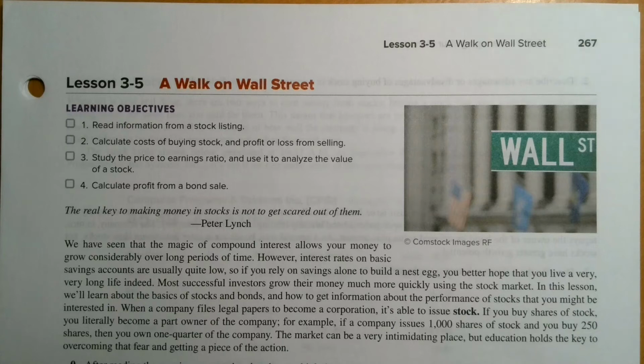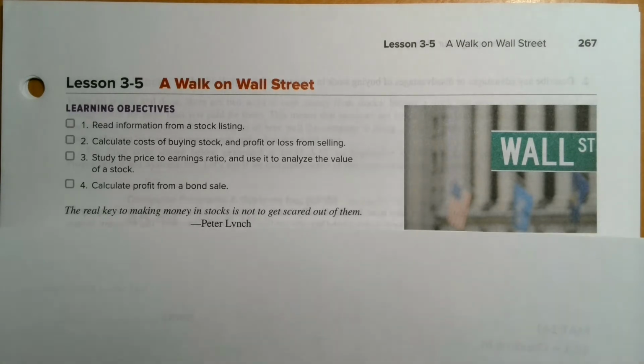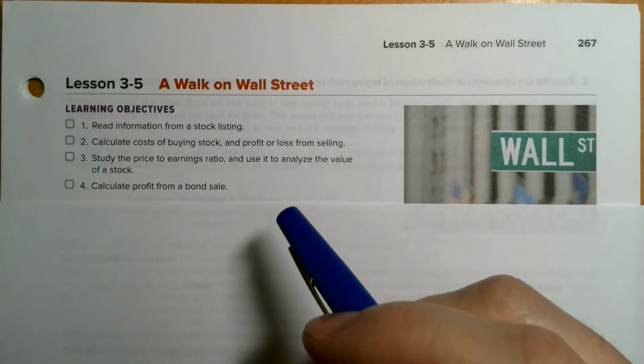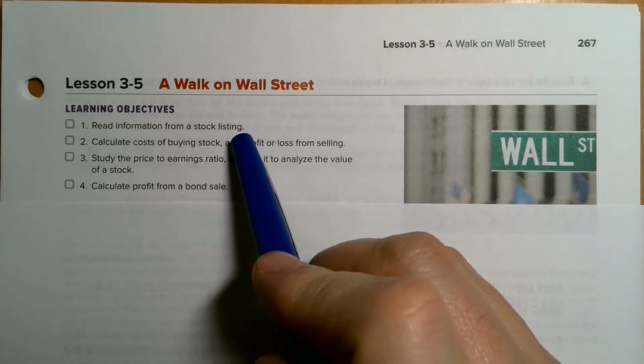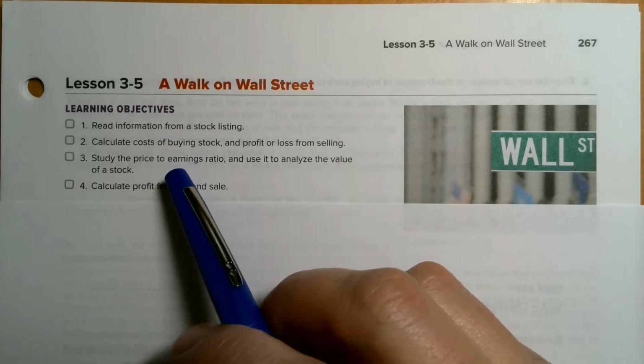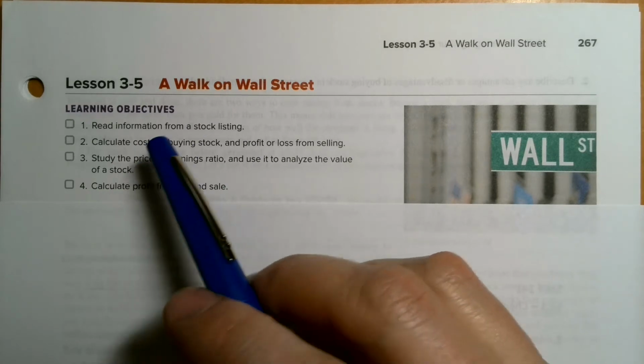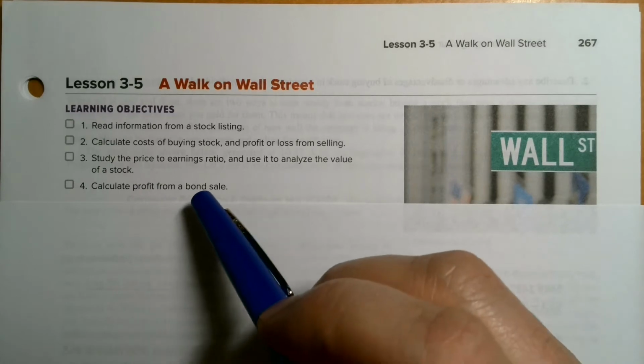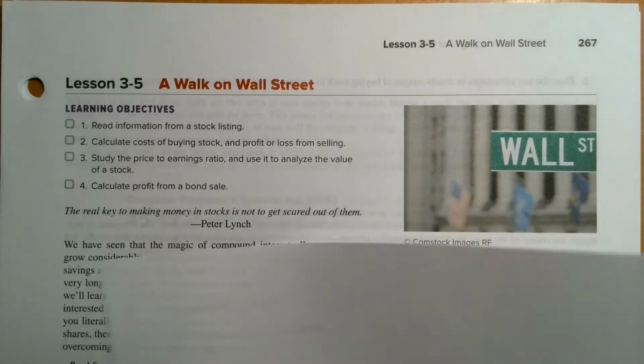And now for the most exciting section, section 3.5, we're going to look at stocks. So your goal by the end of this lesson is to make sure you can just read a stock listing, and then that you can calculate the cost of buying stock, and then how we figure out what the profit and loss are from it, and just kind of get a decent idea of what's going on here. And then I think we're just going to skip the bond sale stuff.